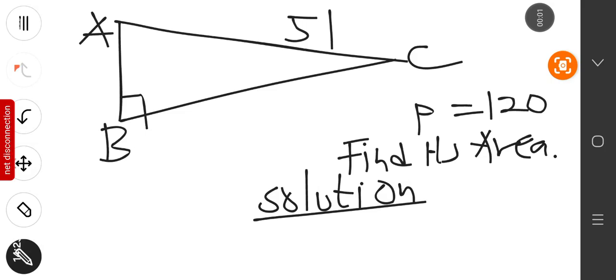This is a right angle triangle. We have been given the perimeter, which is 120, and the length of AC, which is 51. Note, the triangle is a right angle triangle, and we have been asked to find the area. Because it is a right angle triangle, we can apply the Pythagorean theorem.